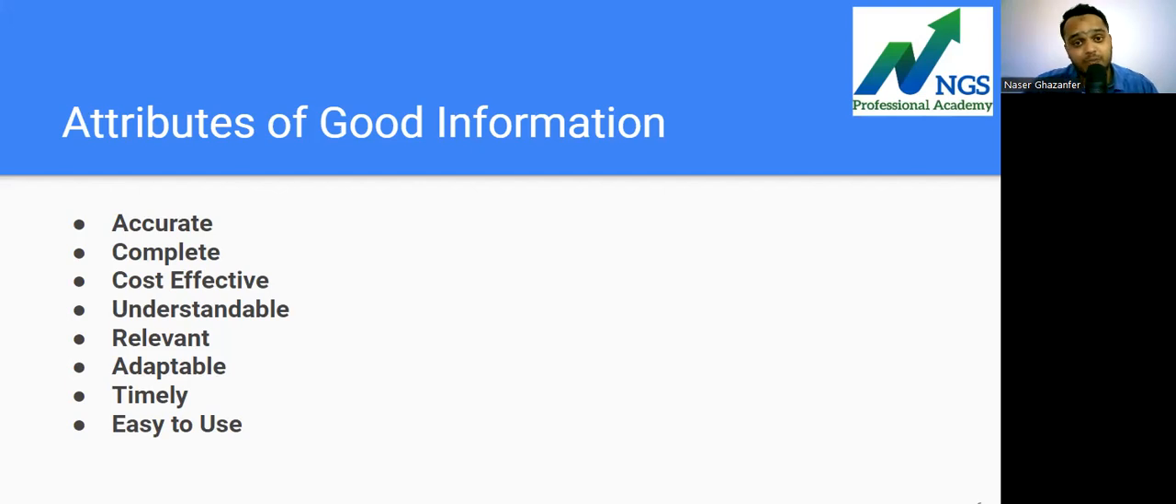you are spending a lot to get that particular data and information, and that's not going to give you that much input which you are looking out for. The cost is more and the benefit is less. It should not be like that. The benefit should be more than the cost, then only it is cost effective. Then it should be understandable.